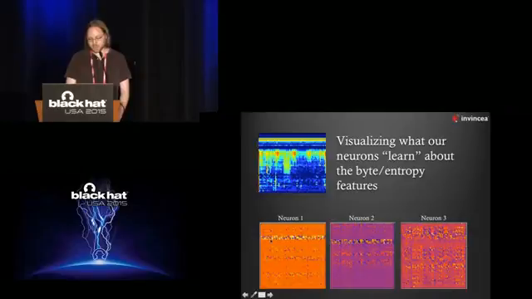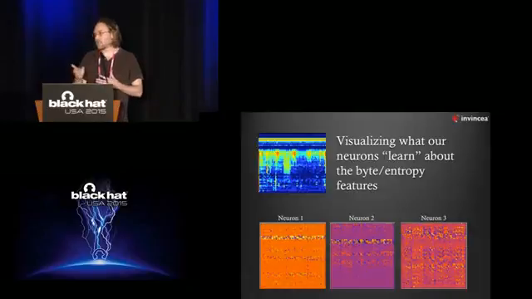Neuron 1 just focuses on data in this entropy band. Neuron 2 specializes in data in this entropy band. And then neuron 3 doesn't focus on an entropy band. It seems to focus on vertical byte patterns, which is interesting also. And if you visualize the whole neural network, you see that individual neurons specialize to detect patterns in different parts of the data.